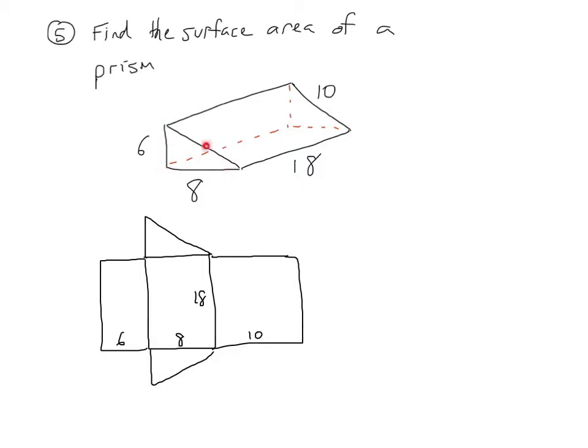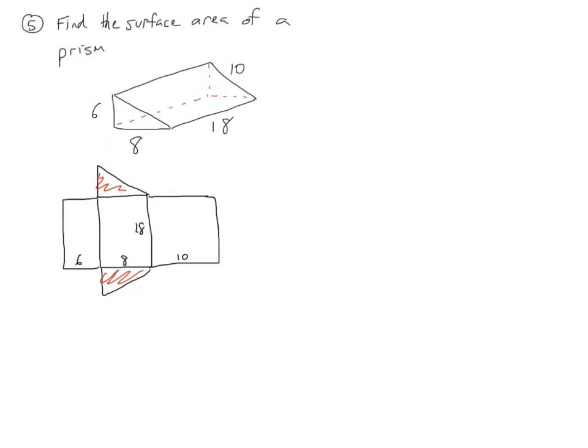But take these two triangles. They appear to be parallel to each other. They're going to have the same dimensions, so that's 6 and 8. This would also be 6 and 8. Their hypotenuses are 10, so they're the same triangle. So the triangles are actually the bases here. We would identify those as the bases. So we're finding the surface area here. Now, how do we do that?